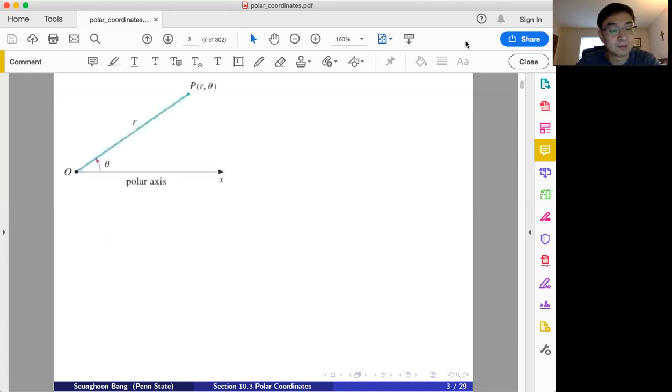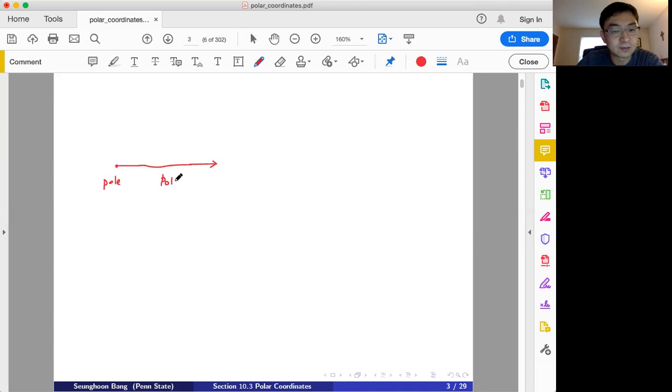So here, could you see this one? I will explain some of the polar coordinates here. So first, we have one point. We call this a pole. You can draw a horizontal ray like this. We call it the polar axis.